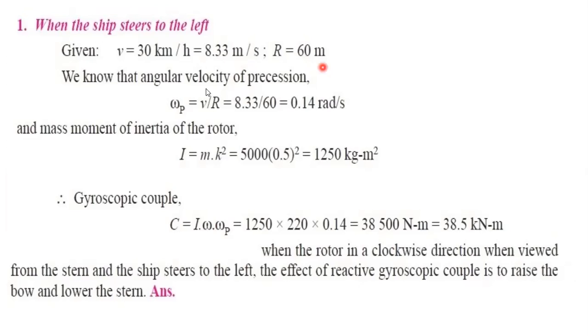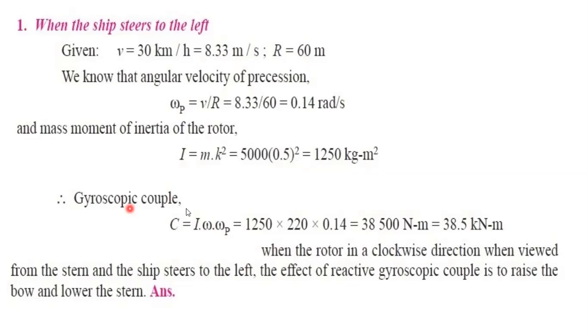We know that the angular velocity of precession, omega p, is velocity divided by radius of curve, so v divided by r. Velocity is in meter per second and radius is 60 meter, so get the value in radian per second. Next we need to determine the gyroscopic couple. For that we need the value of mass moment of inertia. The mass moment of inertia of the rotor is m k square. Mass we know is 5000 kg and radius of gyration is 0.5, so get the value in kg meter square.